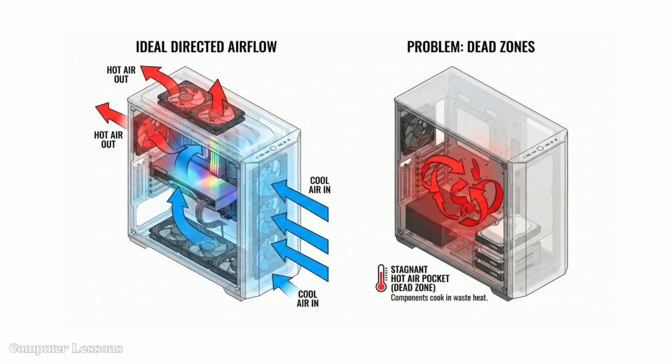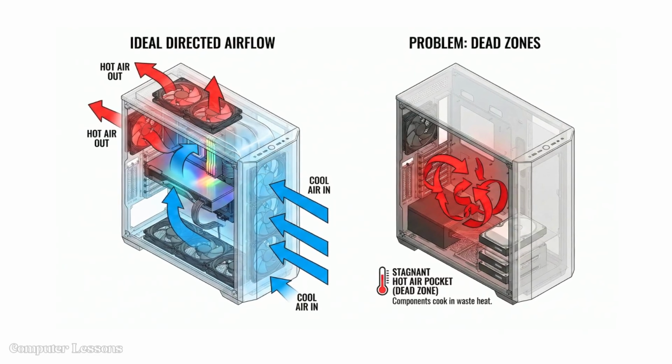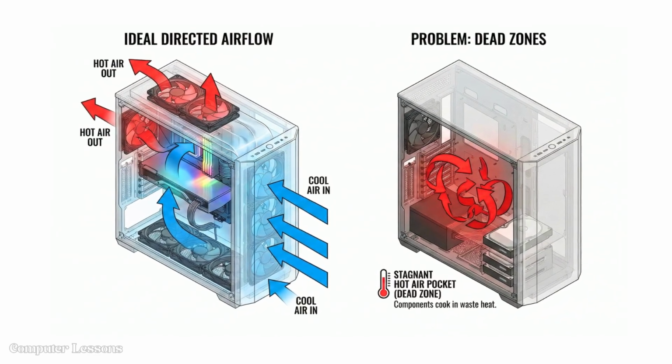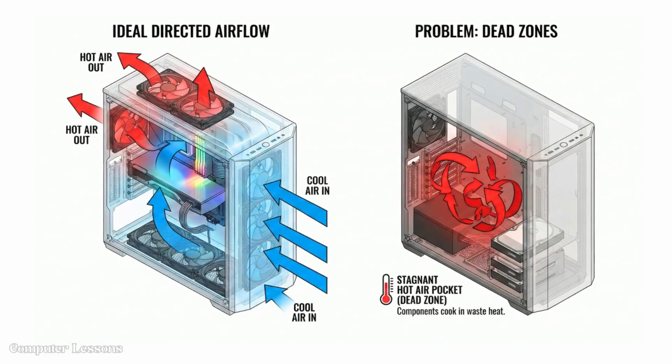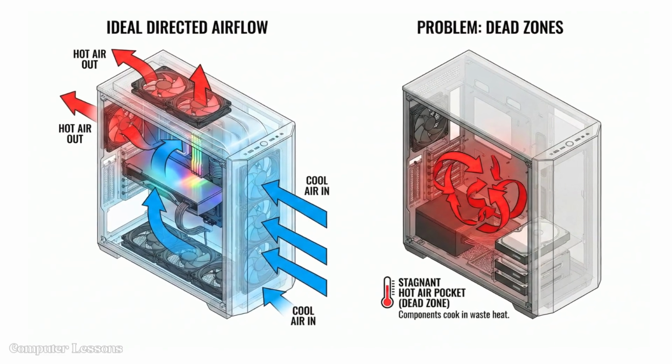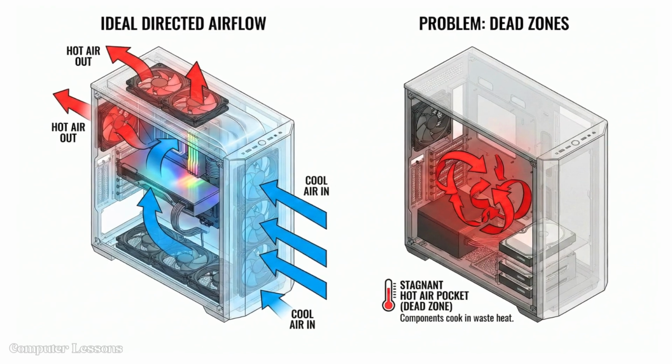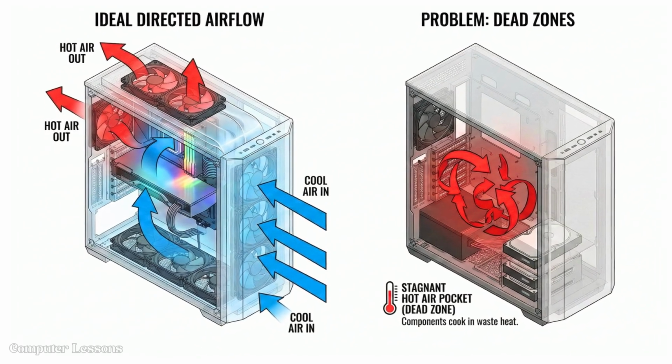Ideally, you want a directed airflow channel, cool air coming in from the front and bottom, picking up heat from components, and hot air exhausting from the rear and top. If you have dead zones where air doesn't move, components in those areas will cook in their own waste heat.